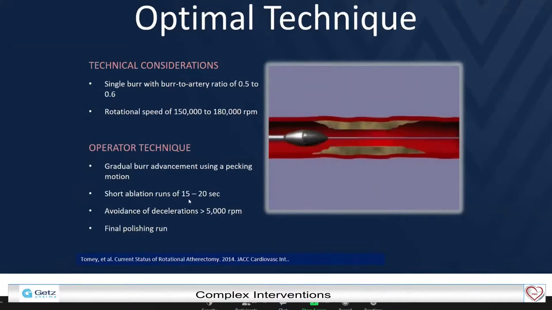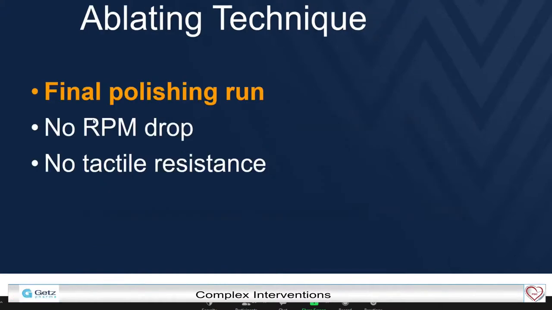The short ablation runs are 15 to 20 seconds. Avoid decelerations of more than 3,000, and definitely more than 5,000, and use a pecking motion. And then final polishing runs. Most of the time, when people show rota, what we are showing is the final polishing runs. Don't think that everyone performs like the final polishing run, because in educational meetings this is what you see, and you might think that this is how it should be done. No, sorry. Make sure in the final polishing run that there are no RPM drops and no tactile resistance.